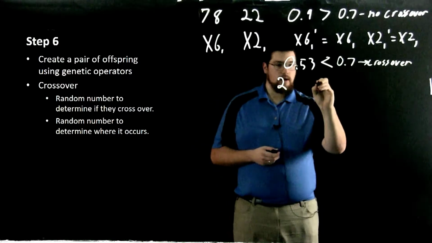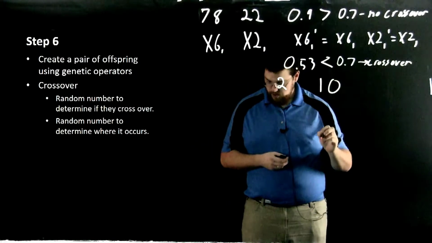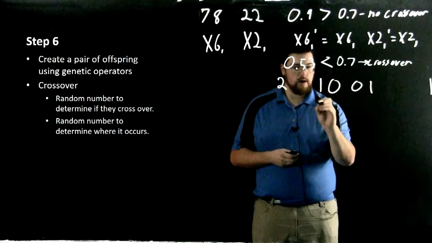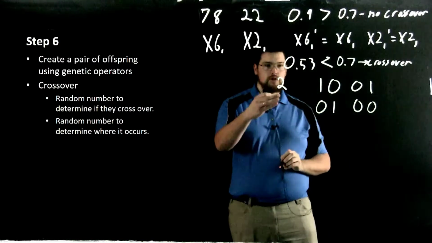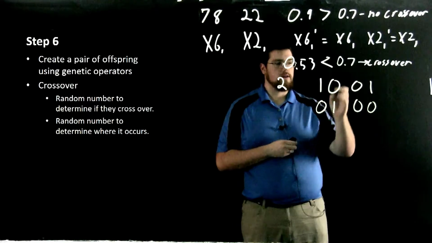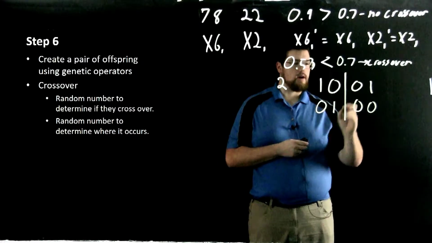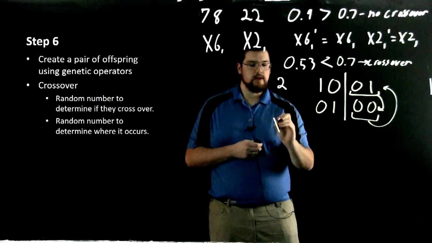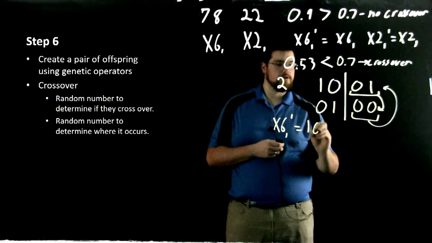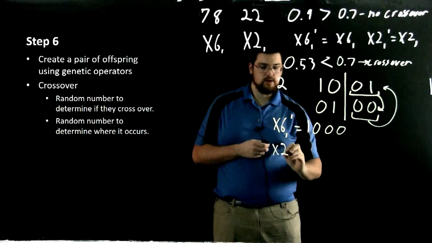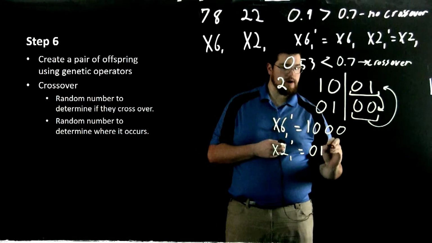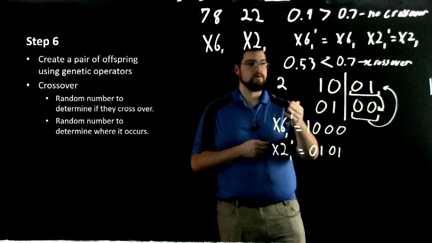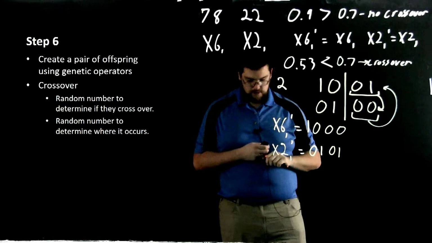What this means is, if we write out our values, x6 was 1, 0, 0, 1, and x2 was 0, 1, 0, 0. The 2 means that we go after the second gene, and we break them here. This top part now comes below, this bottom part comes up. So this means that x6 sub 1 prime is now equal to 1, 0, 0, 0, and x2 sub 1 prime is now equal to 0, 1, 0, 1. If this number had been a 1, we do the same thing with splitting here after the first set of genes. If it was a 3, same thing with splitting here after the third set of genes.